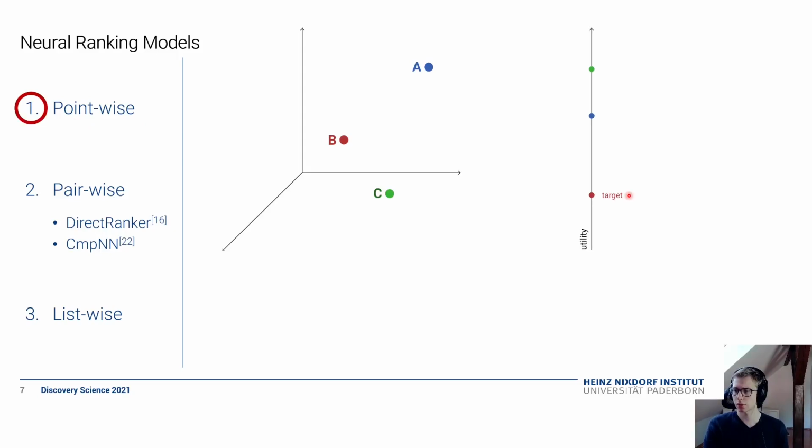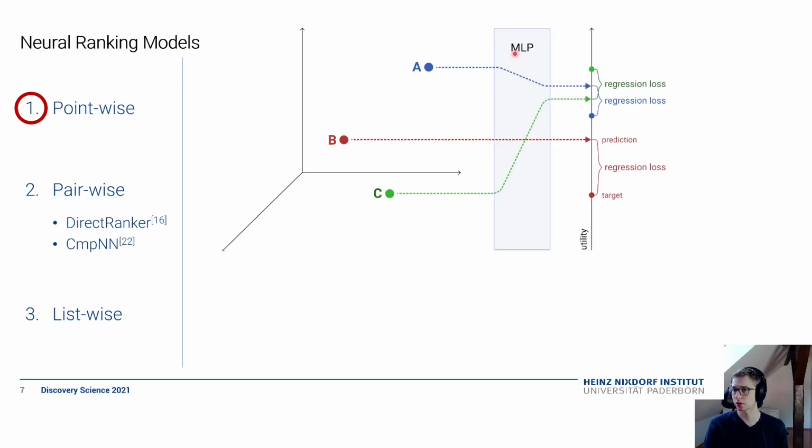Pointwise ranking models are trained with numerical target utilities, which encode the position of each object in the ranking, where a higher utility corresponds to a higher position in the ranking. A pointwise ranking model is then trained like any other standard regression model. For example, a standard multilayer perceptron regressor could be used here, which penalizes deviations of the predicted utilities from the target utilities, using something like a standard mean squared error loss, for example.